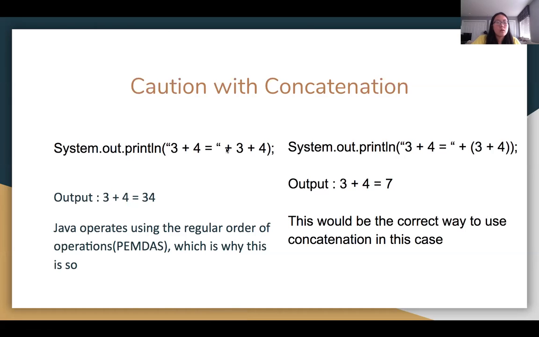The string is kind of counted as a number in a way, so it still falls under the PEMDAS rule, which means that it's first going to add the string 3 plus 4 equals to 3, and we would have 3 plus 4 equals 3. And then we would add the 4 after it. So then it becomes 3 plus 4 equals 34.